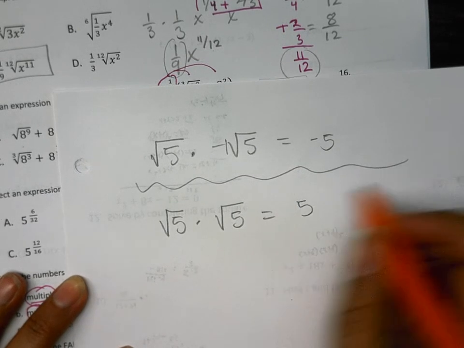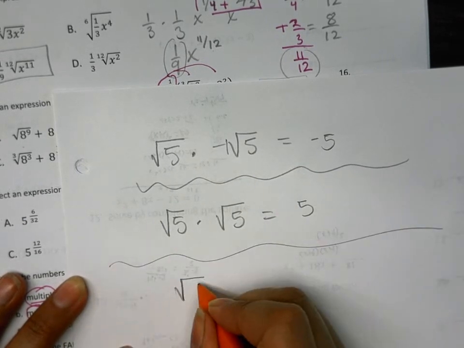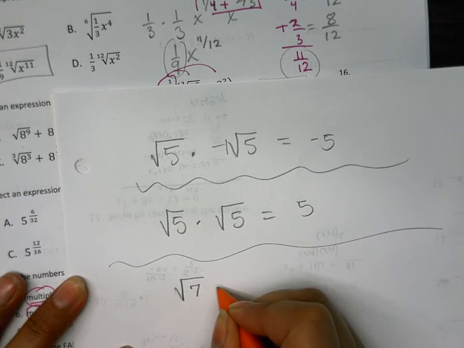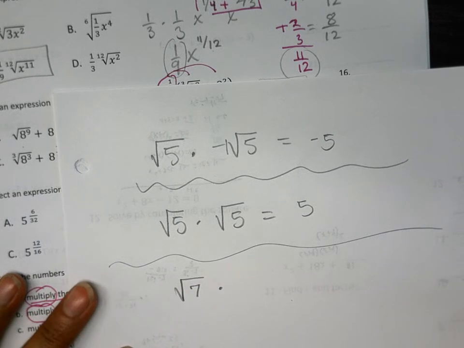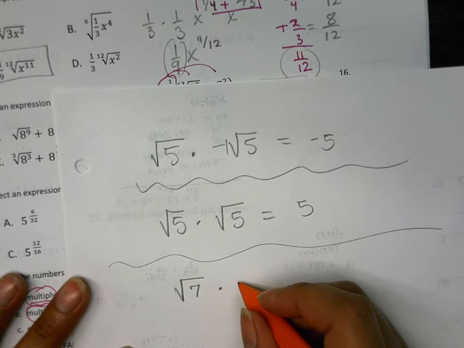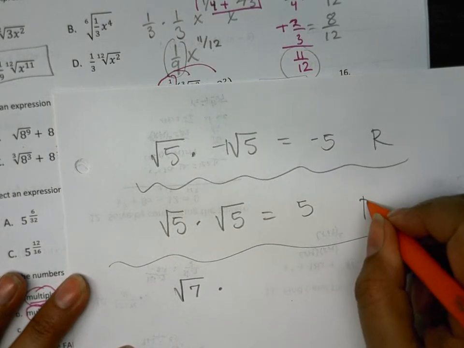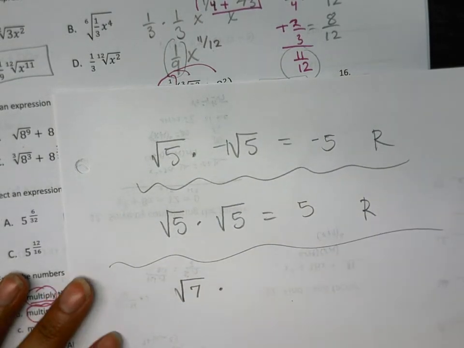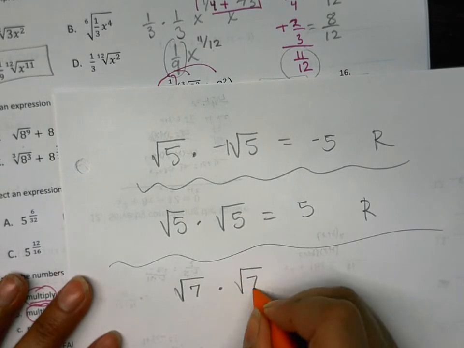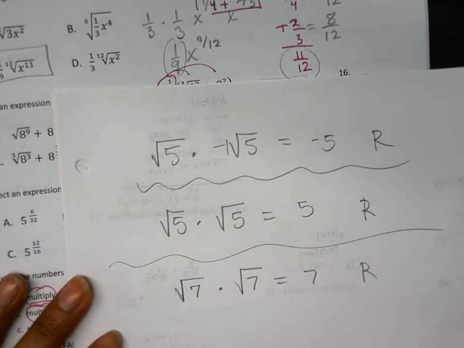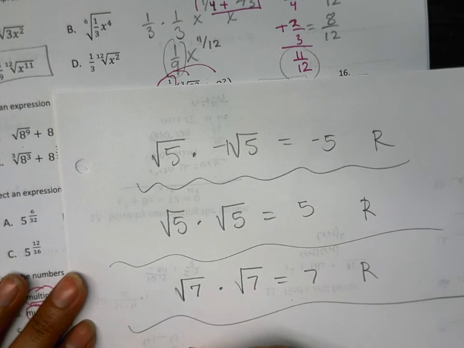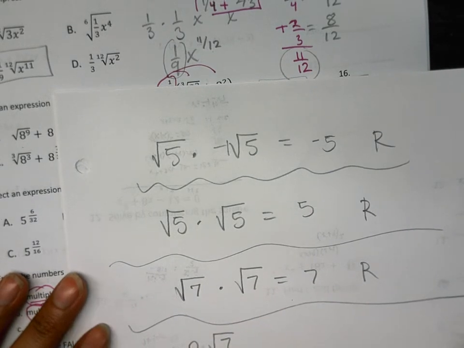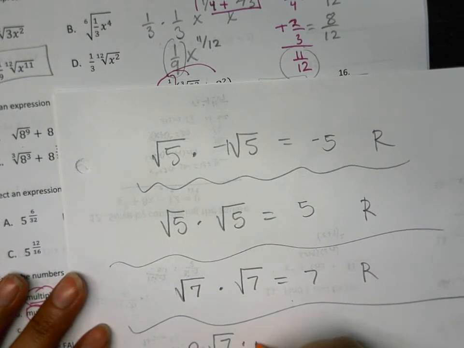So give me another example. If I give you root 7 times what? What would I multiply to be rational? Come on, guys. Root 7 times root 7, is that 7, which is rational? What if I gave you 2 root 7? Do I need to still multiply by 2 root 7, or is just root 7 enough?